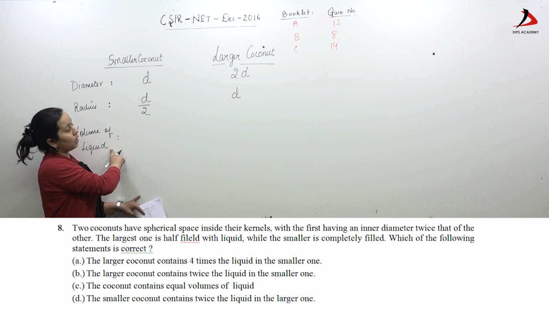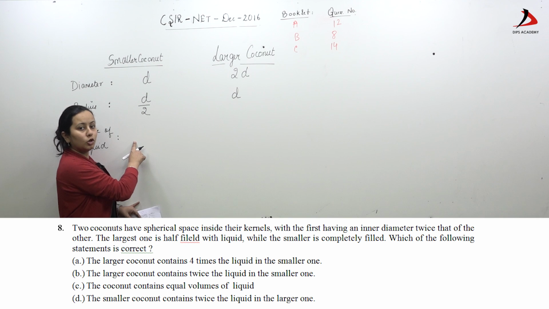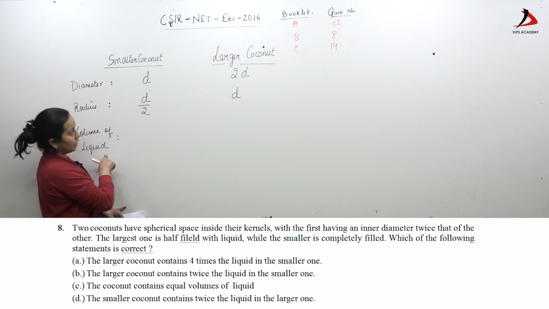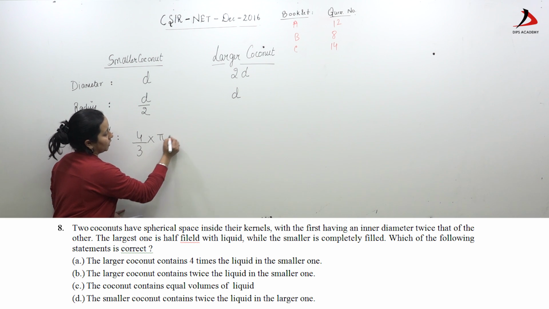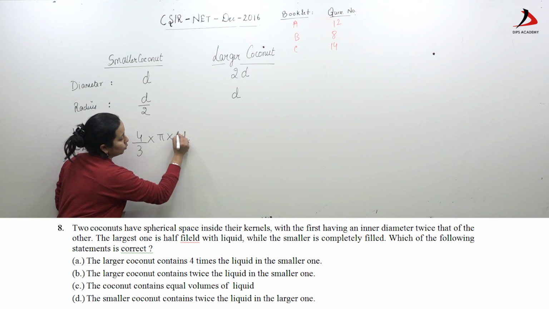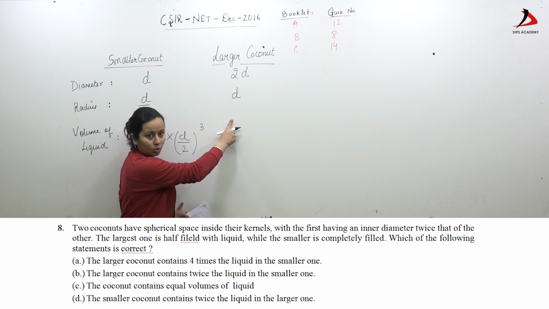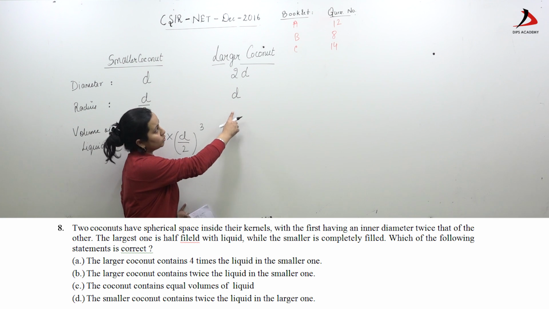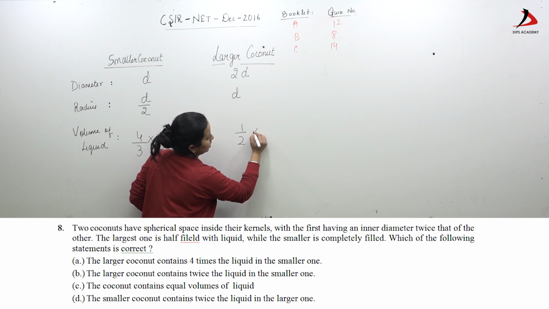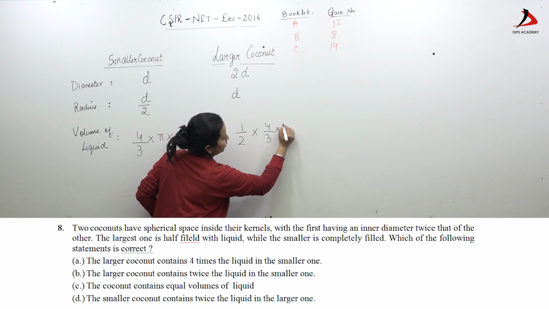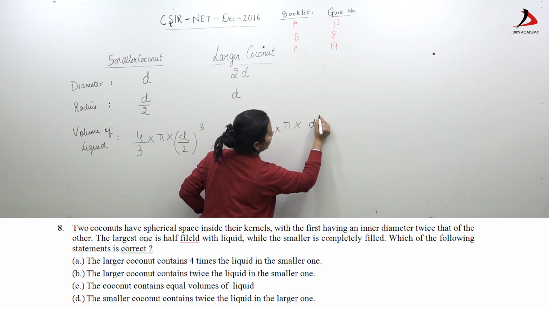Hence the volume of the liquid will be given by 4 by 3 pi r cube, which is the volume of a sphere. So the volume of liquid in the smaller coconut will be 4 by 3 into pi into D by 2 whole cube. And it is given that the larger coconut is half filled with liquid. So the volume of liquid in the larger coconut will be half times 4 by 3 into pi into r, which is its radius, which is D cube.